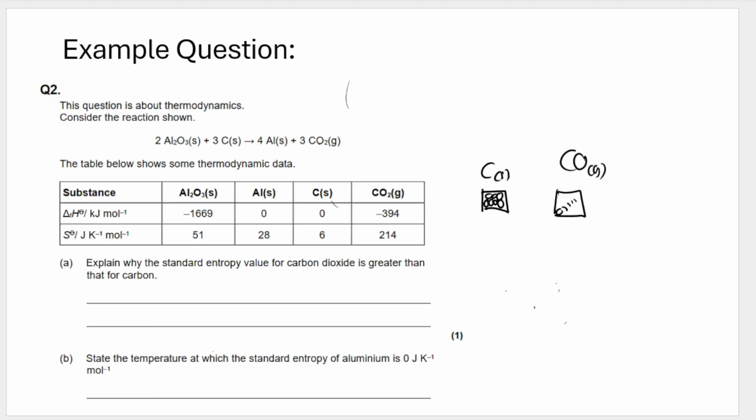Looking at this example question, we get given some data and told that it's enthalpy and entropy, and we've been asked a few questions. So why is the standard entropy value for carbon dioxide greater than that for carbon? Well, it's an argument of disorder. Carbon is a solid, as I've drawn here, and this is very ordered, whereas CO2 is a gas, so it is very disordered. So we would expect carbon dioxide to have a greater value of entropy because the system is more disordered.